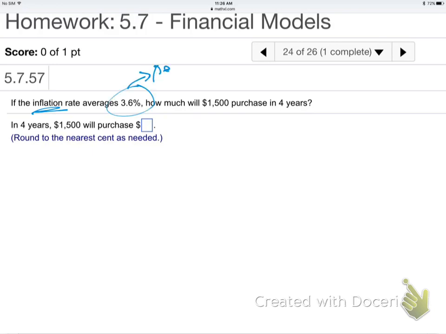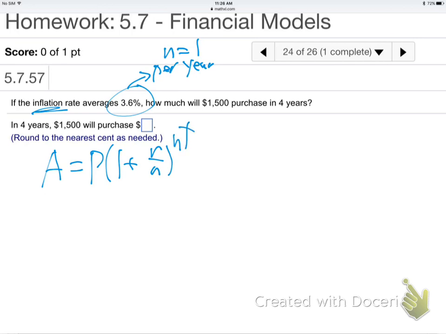3.6 means per year. So n equals 1. When they give an inflation rate, they mean once a year. They mean all the costs have risen 3.6% for the year. So if that happens every year, 3.6, 3.6, 3.6, what will happen? So you do A equals P times 1 plus r over n to the nt. You're starting with the principal of $1,500, something that costs $1,500 today. What will it be worth in 4 years?